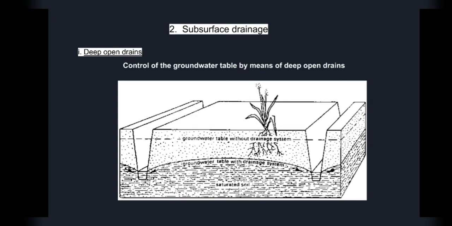Second one is subsurface drainage. In subsurface drainage we have three drains. Subsurface drainage is the removal of water from the root zone. It is accomplished by deep open drains or buried pipe drains. So number one, deep open drain. The excess water from the root zone flows into the open drains. The disadvantage of this type of subsurface drainage is that it makes the use of machinery difficult. In this picture we are clearly seeing the control of the groundwater table by means of deep open drains.